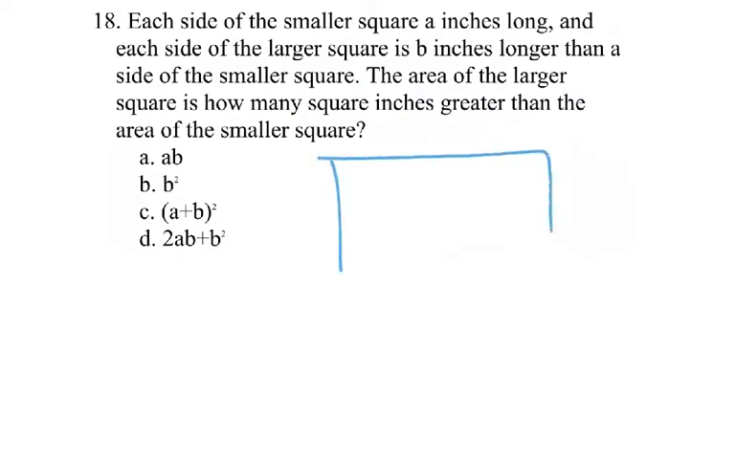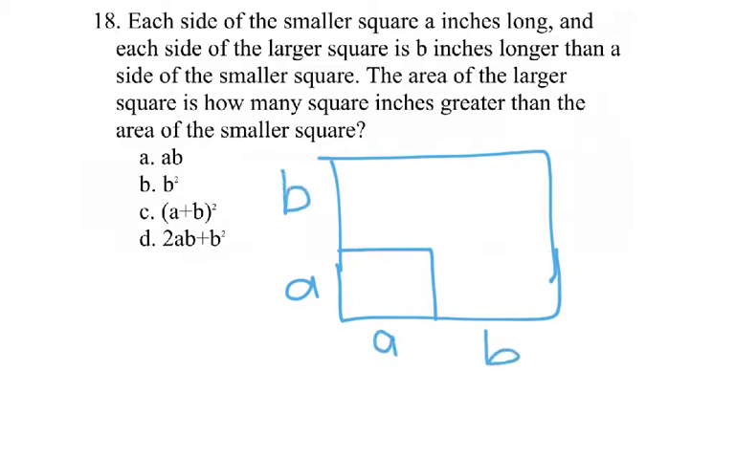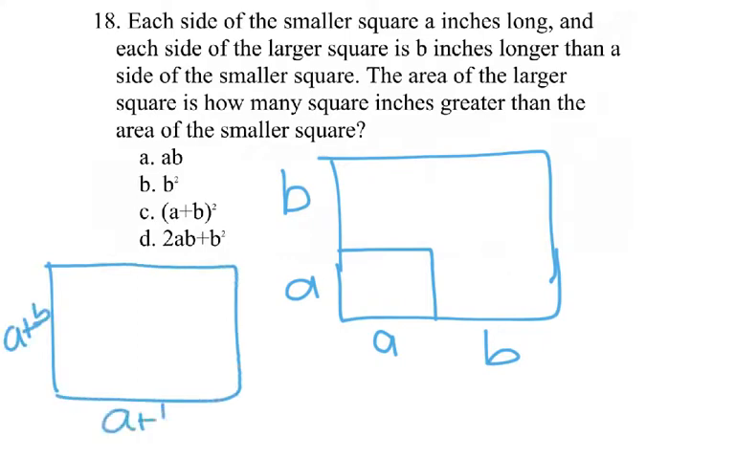Alright, so let me try to draw this picture. Okay, each side of a smaller square is a inches long, and the larger square is b inches longer. The area of the larger square is how many inches greater than the smaller square? Okay, so here is my large square. This is a plus b by a plus b. And here's my smaller square, a by a. Alright, and you know that when we're talking about area, we're talking about length times width.